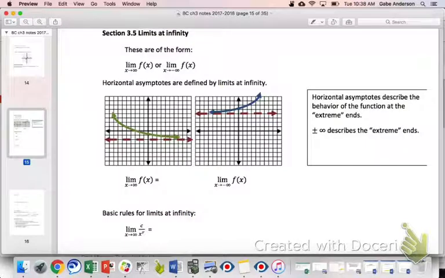Okay, so limits at infinity are what we're going to discuss here, and we'll maybe get through a little bit of this here.